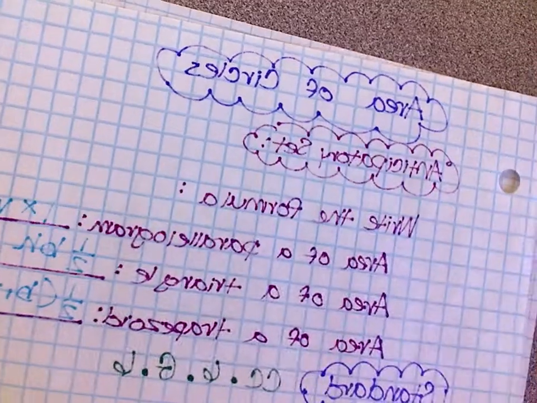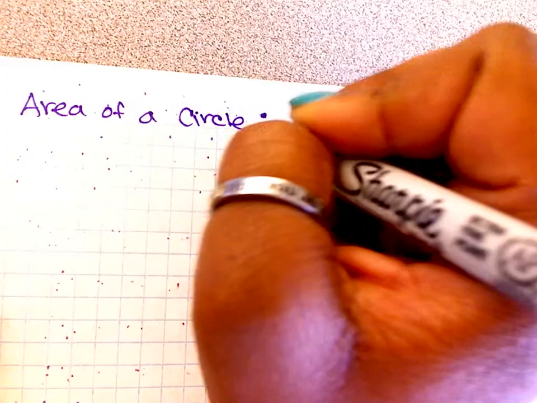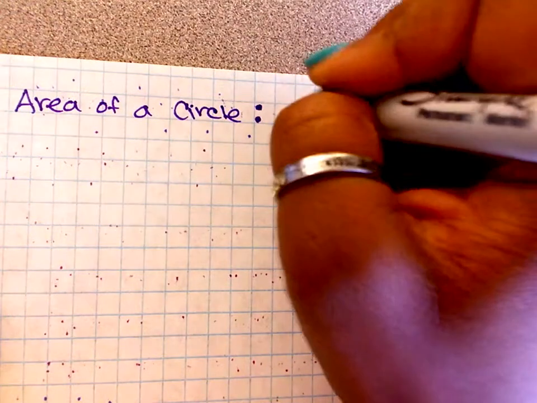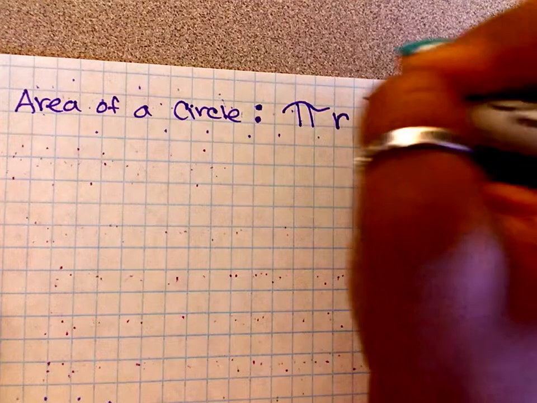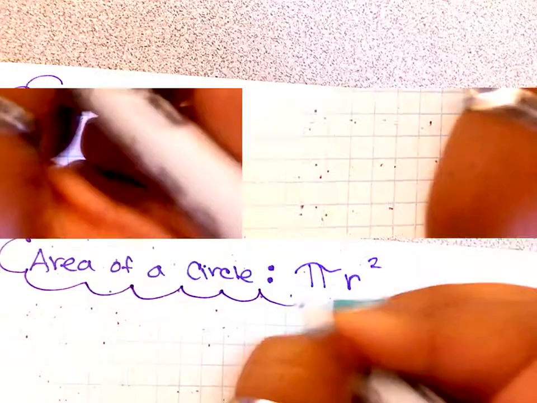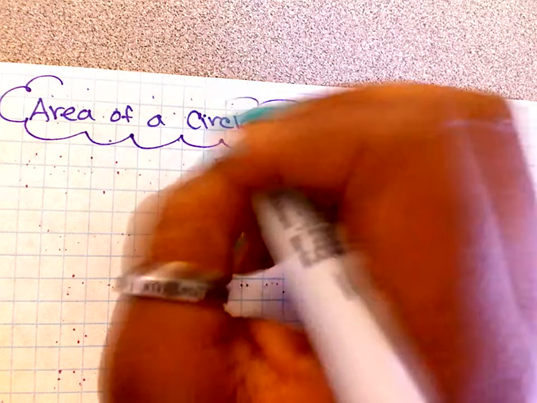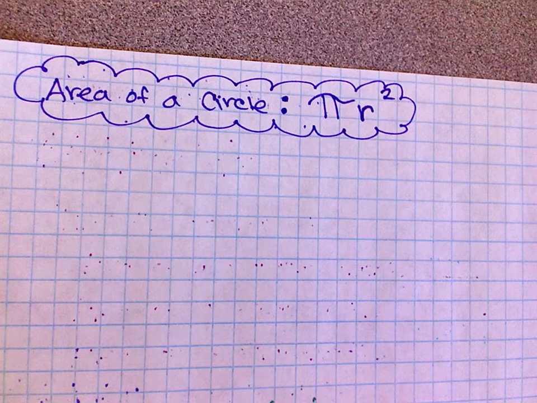Alright, here we go. So, area of a circle. Please write that down. And here's the handy dandy formula. Pi r squared. That is your formula. That's all you need to know. Pi r squared.